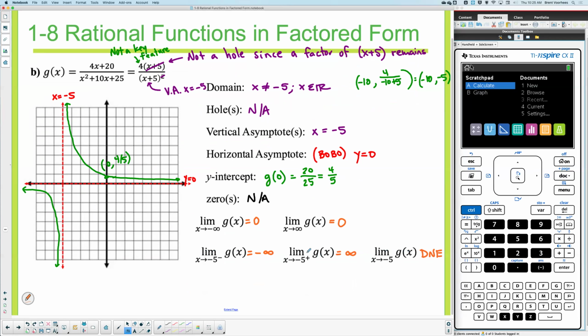This did not come from a hole. This came from a vertical asymptote because I have infinities. And it does not exist. Vertical asymptotes always create infinite discontinuities, so they go to infinities.